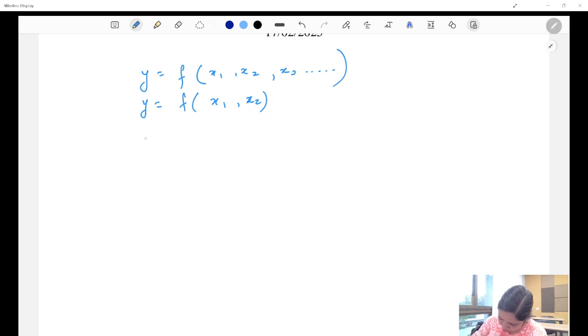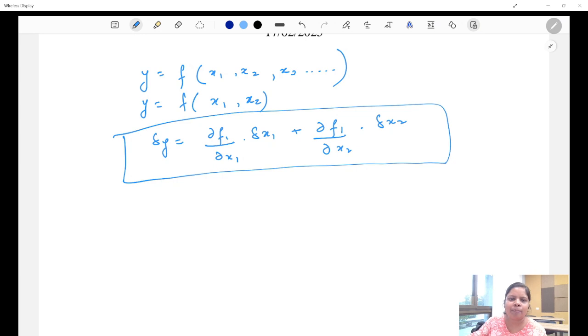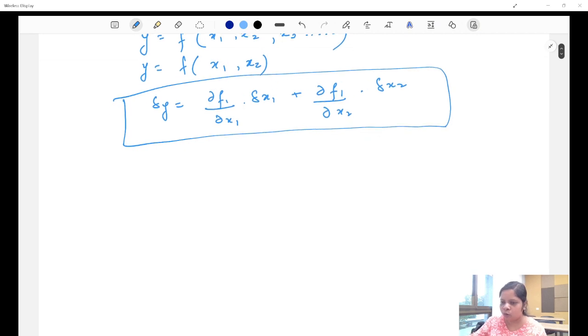So if we try to find out what a small change in y would be, it is going to be the partial derivative with respect to the first variable, del x1, plus the partial derivative with respect to the second variable, del x2. This is the way we define the partial derivative. From here Jacobian comes into play. As Bindu said, Jacobian is basically used to relate end effector velocities to the joint velocity.